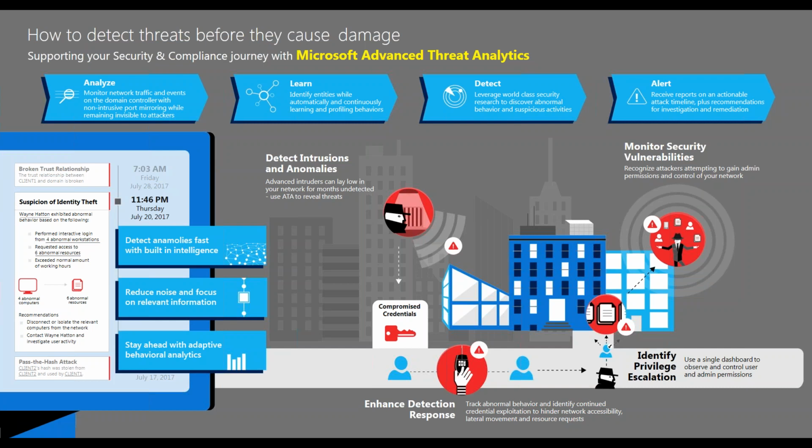So for an example as to how this may work, let's say you've got a user that attempts to log on from one geographical location, let's say France, and then the same user within a few minutes tries to log on with the same credentials from, say, Hong Kong. ATA would pick this up and flag it as malicious and alert IT. This is an example of how ATA can increase security in your environment.